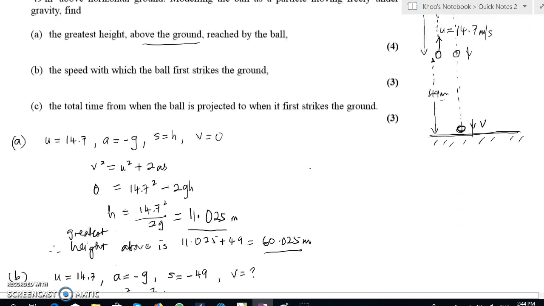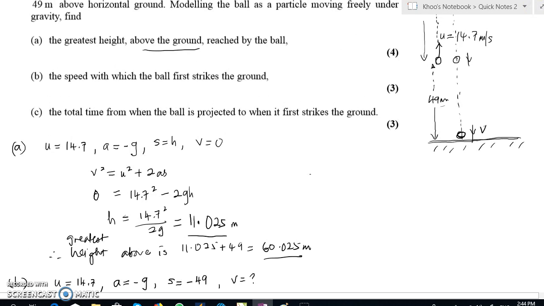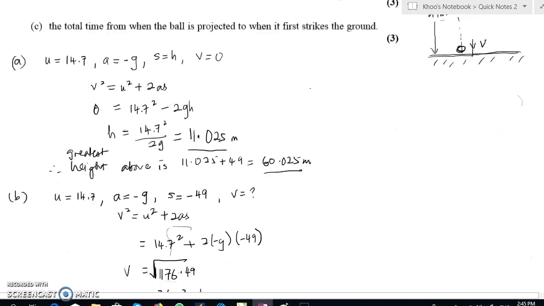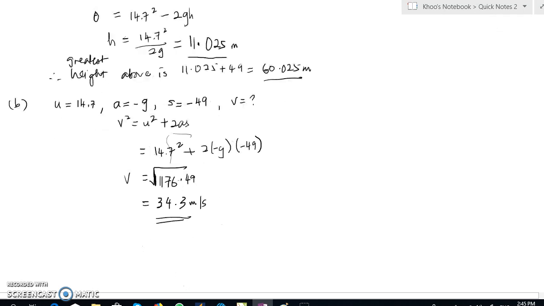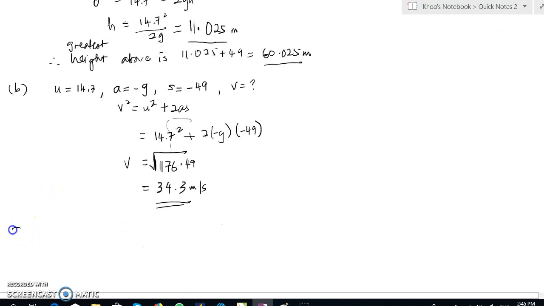Okay, now for the last part, total time from the ball is projected to when it strikes the ground. Now again, we are interested in the total time, so beginning from the point of projection to the point you reach the ground. So again, we use the same idea. We consider the whole motion. Don't break up the motion. So if you look carefully, for part C, we're interested in time. So we know the initial velocity is 14.7. We know the acceleration is negative g.